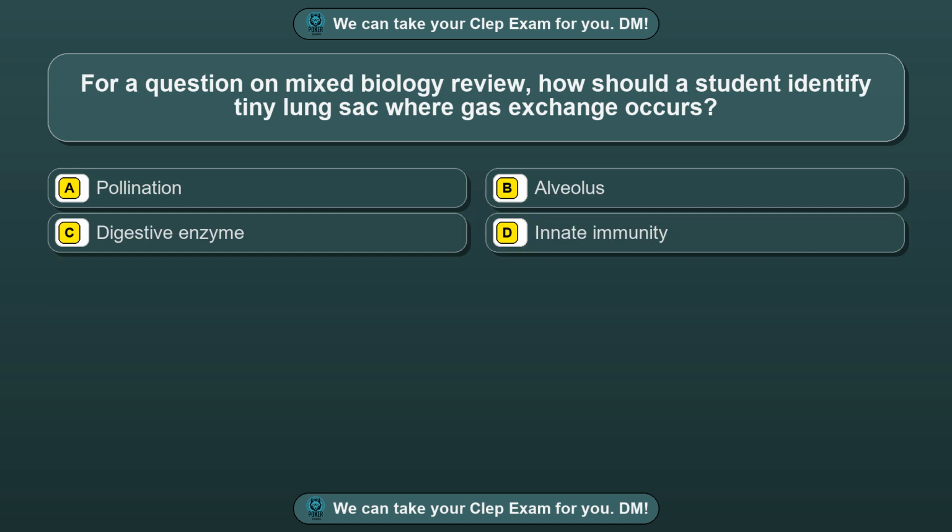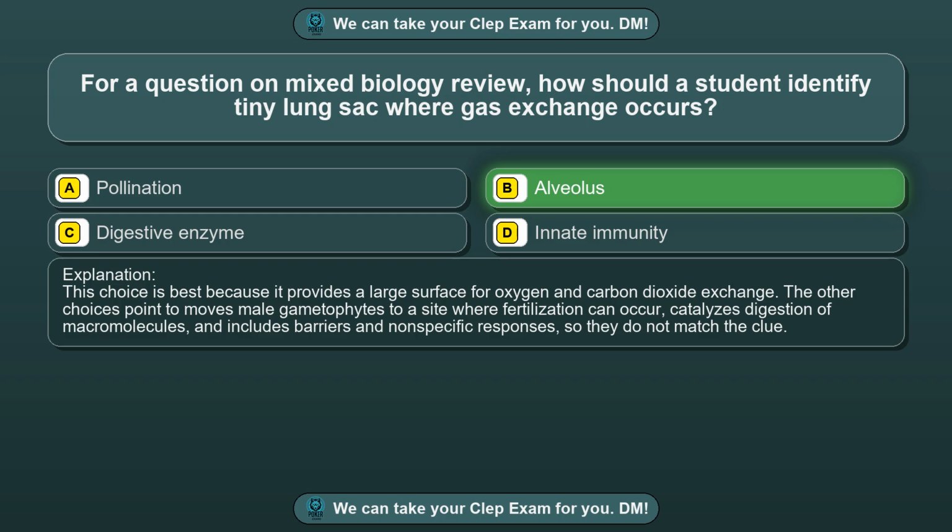Question 97. For a question on mixed biology review, how should a student identify tiny lung sac where gas exchange occurs? Option A, pollination. Option B, alveolus. Option C, digestive enzyme. Option D, innate immunity. The correct answer is option B, alveolus. This choice is best because it provides a large surface for oxygen and carbon dioxide exchange. The other choices point to moves male gametophytes to a site where fertilization can occur, catalyzes digestion of macromolecules, and includes barriers and nonspecific responses, so they do not match the clue.